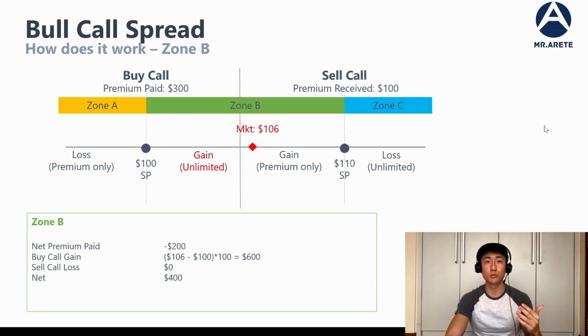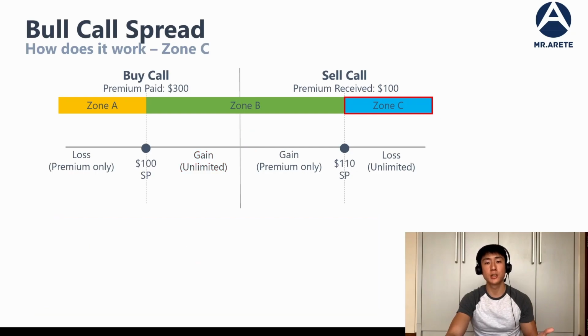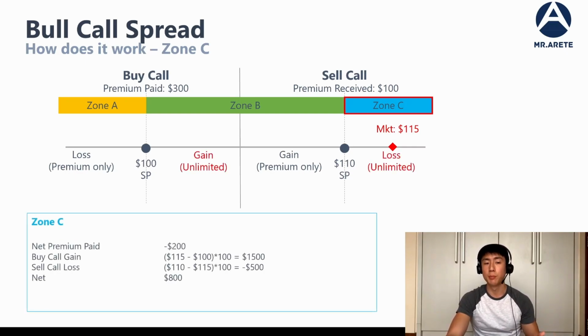Let us now move on to zone C. In zone C, we assume that the stock market price closes above $110. Let's use $115 as an example. For the buy call, we will make $15 per share. Why? Because our strike price for the buy call is $100. So you have the right to purchase shares at $100 when it's trading at $115. Therefore, we make $15 per share, multiplied by 100 shares per contract, so we make $1,500.